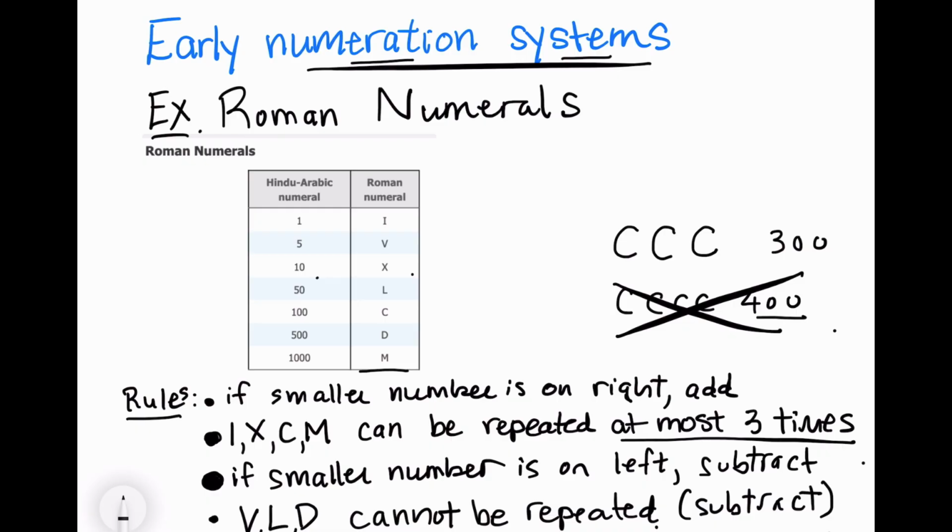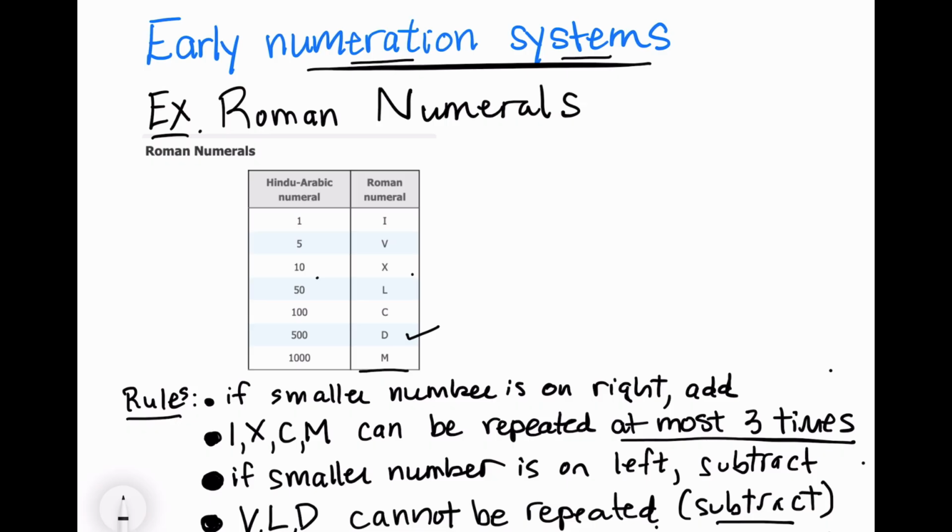So in order to write 400, what I would do instead is write D, which is 500, but then I would write the C to the left. Then I would know the smaller number is on the left, the larger number is on the right, so we're going to be subtracting instead of adding, and this would give me 400. So 500 minus 100. The last rule here says that V, L, and D cannot be repeated. Instead, what you're going to do is just do the subtractive thing I did above.